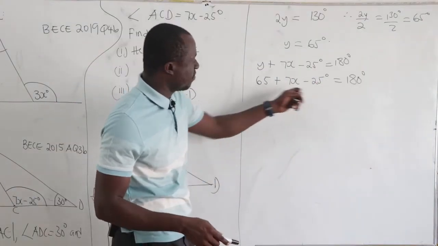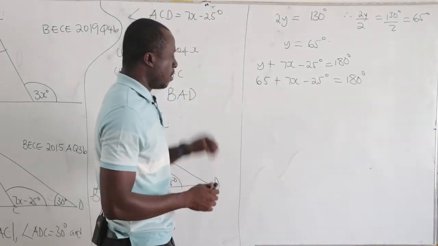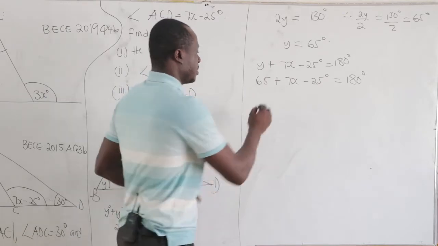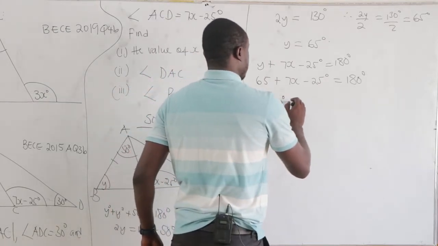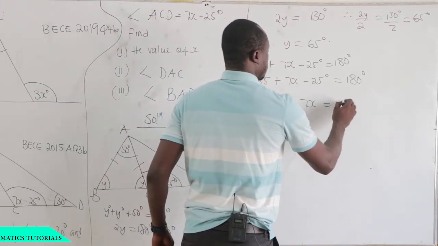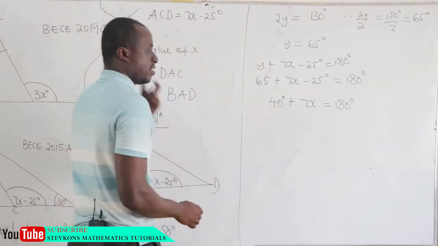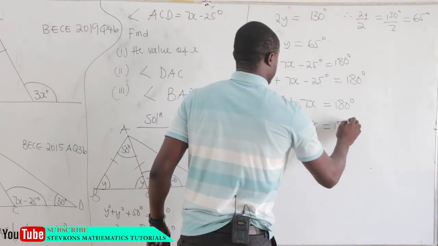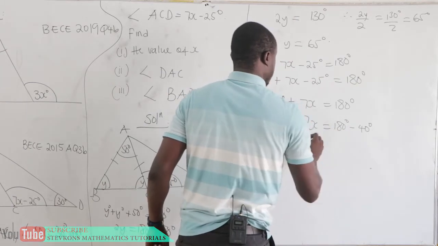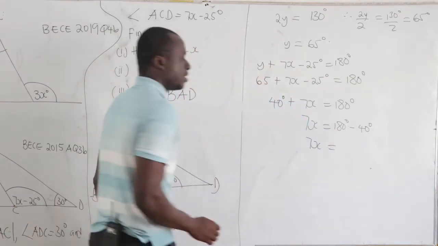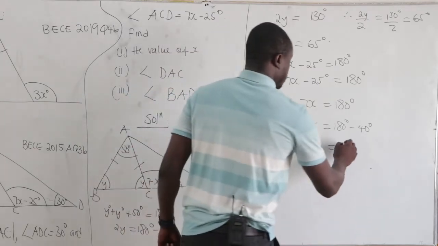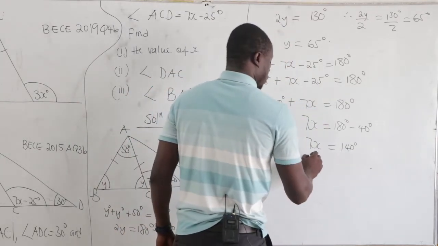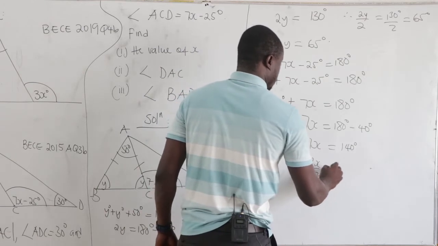So 65 minus 25, this is 40 degrees, plus 7x equals 180 degrees. Now our 7x equals 180 degrees minus 40 degrees. Now what is 180 degrees minus 40? This is 140 degrees. I want to find x, so we divide both sides by 7.